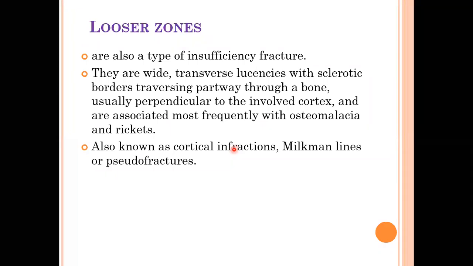They are wide transverse lucencies with sclerotic borders traversing partway through a bone, usually perpendicular to the involved cortex, and are associated most frequently with osteomalacia and rickets. Also, they are known as cortical infarction, Milkman lines, or pseudofractures.